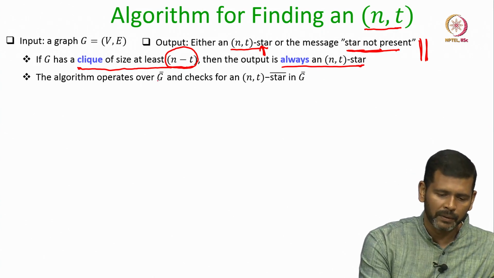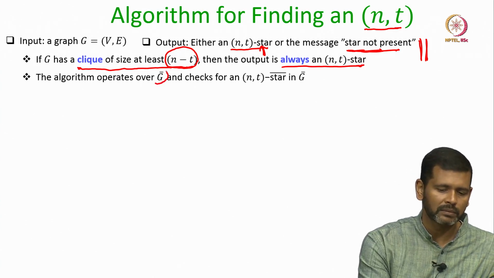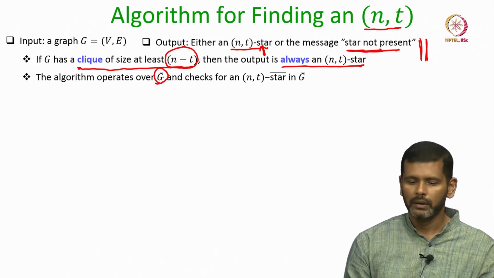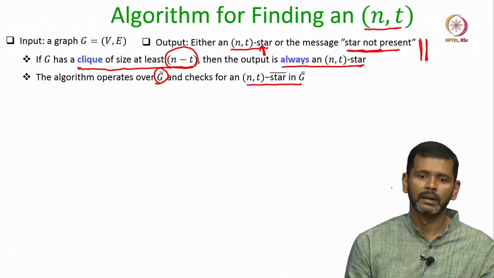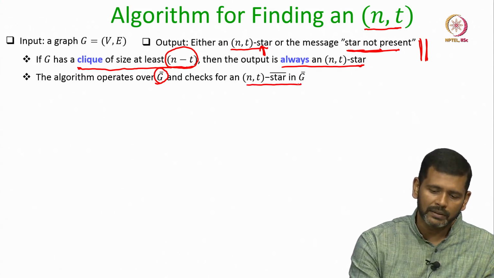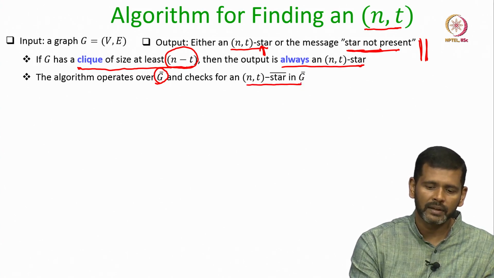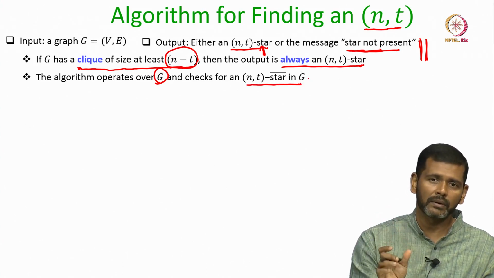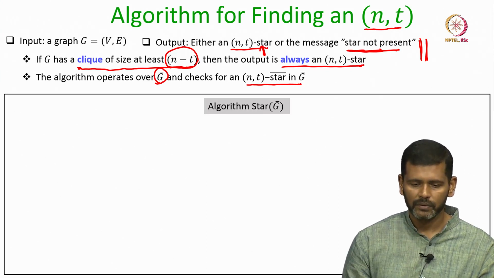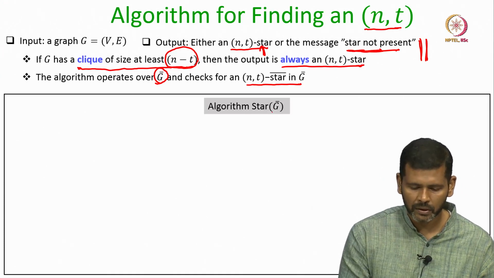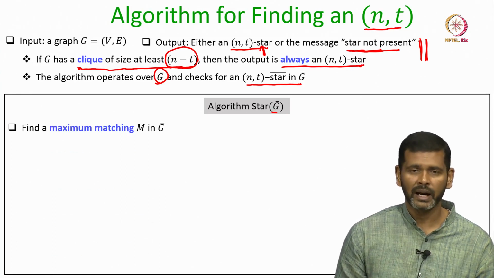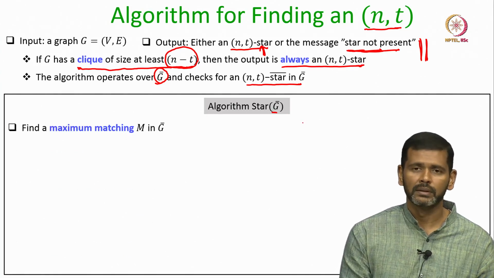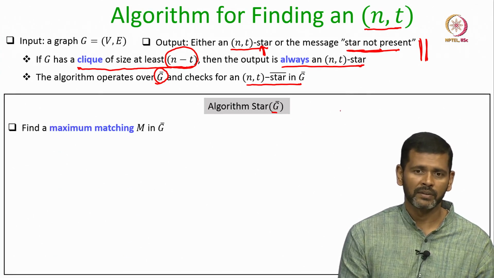So, how does the algorithm operate? The algorithm operates over the complement of the graph and checks whether there is an NT star complement in G complement. If there is an NT star complement in G complement, that automatically implies that the same NT star complement constitutes an NT star in the original graph G. So, the algorithm operates over the complement of your graph, computes a few sets, and based on that it tries to find out whether an NT star complement is present in the graph or not.